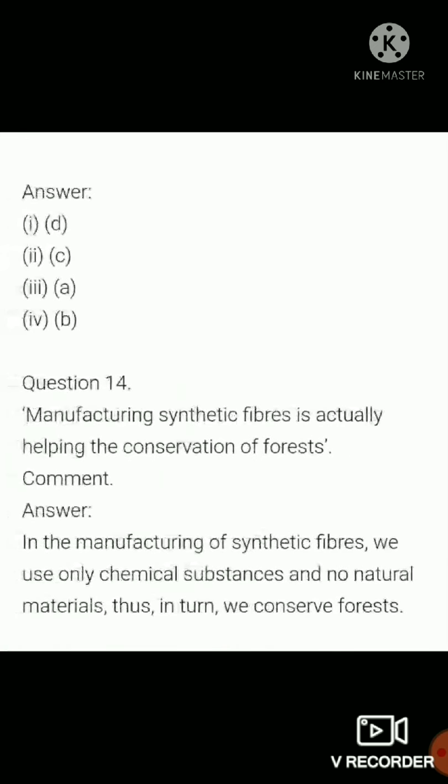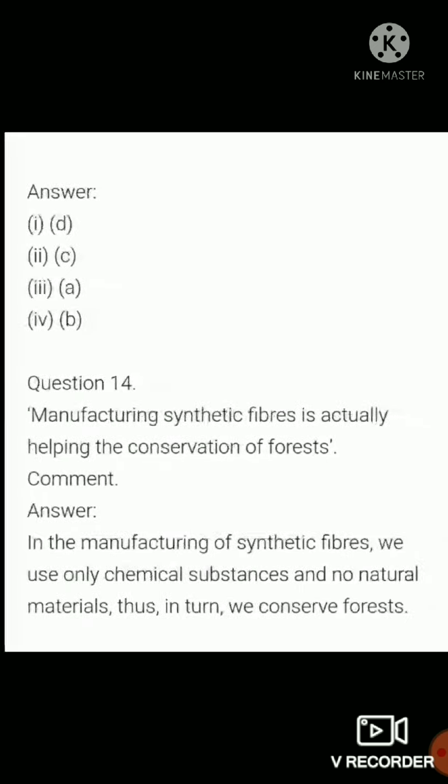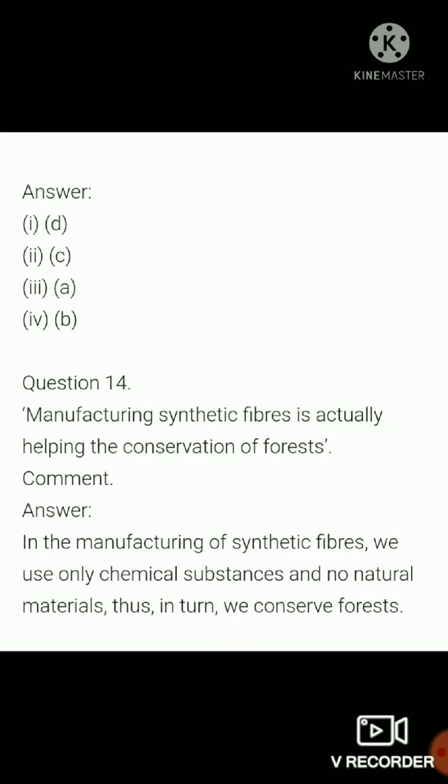Now question number 14. Manufacturing synthetic fibers is actually helping the conservation of forest. Comment. In the manufacturing of synthetic fibers, we use only chemical substances and no natural materials. Thus, in turn, we conserve forest.